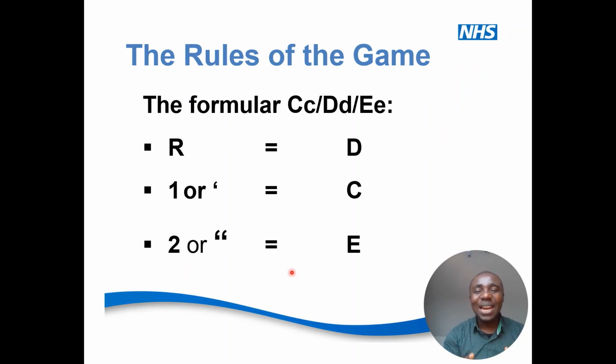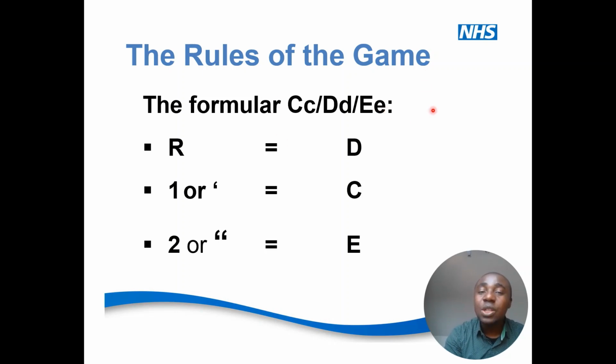Now, if you look at this very next slide, I call it the rules of the game, okay? I kind of made this up. So the rules of the game is this. There's a formula. The formula, when they give you the formula, whether it is Rh1 or Rh2, whatever thing they give to you, there must be C, there must be D, there must be E. So the formula is that it has to be C, D, E.